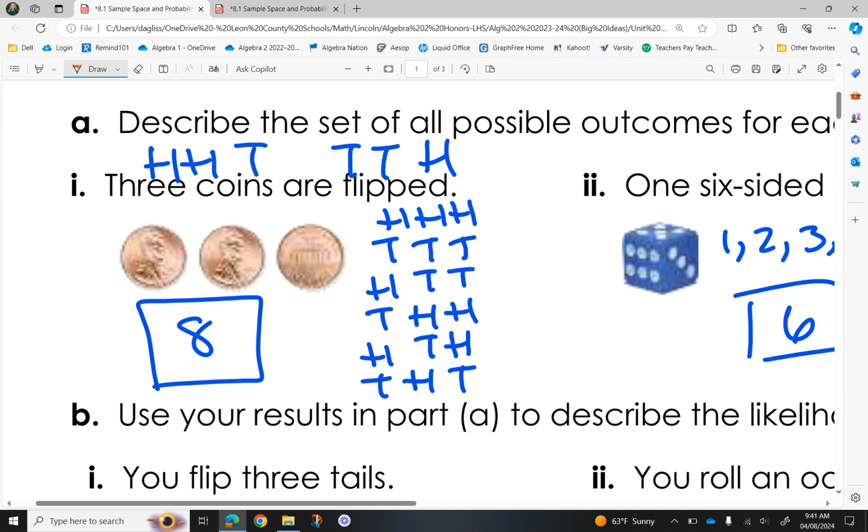Well, yes, order matters. What is the first coin? What is the second coin? What is the third coin? Okay. How else could you have gotten 8, by the way?